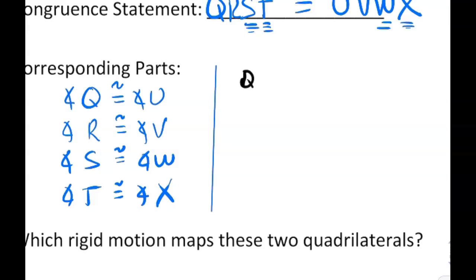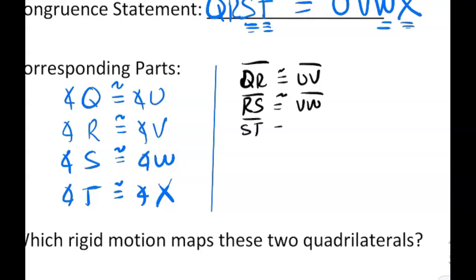The same thing with sides, right? The first two are congruent to the first two. The second and third letters are congruent to the second and third letters. The third and fourth letters are congruent to the third and fourth letters. Fourth back to the first, TQ, and then the fourth back to the first, XU. There's all your corresponding sides.